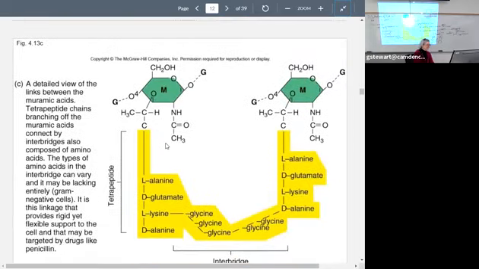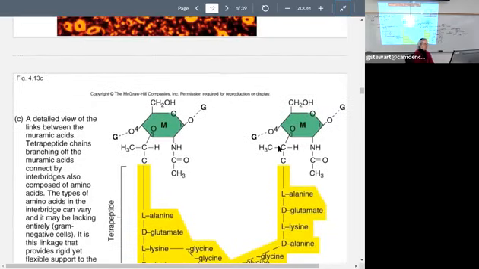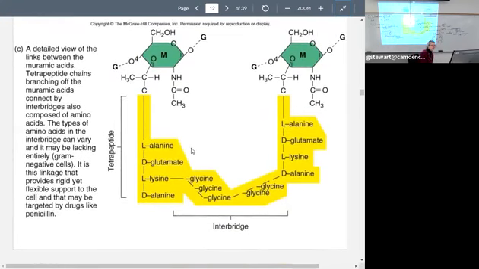And then here is the actual chemical formula of N-acetylglucosamine and N-acetylmuramic acid. That's why I just drew them as basic glucose units on the board, because I wasn't going to draw all the accessories. Okay. Sorry, there you can see that.